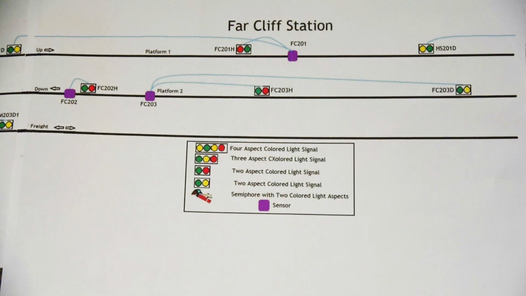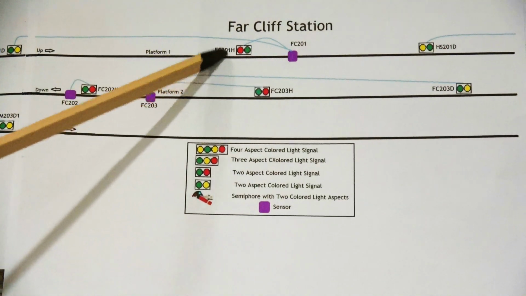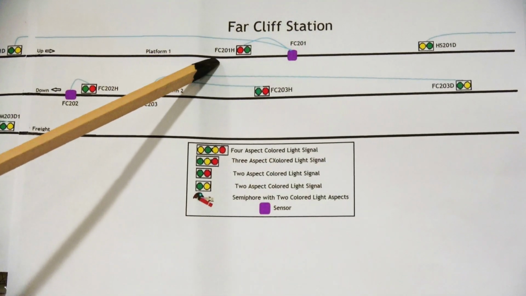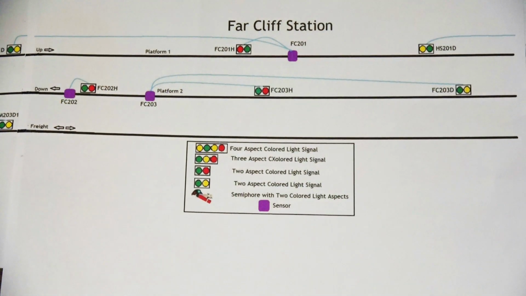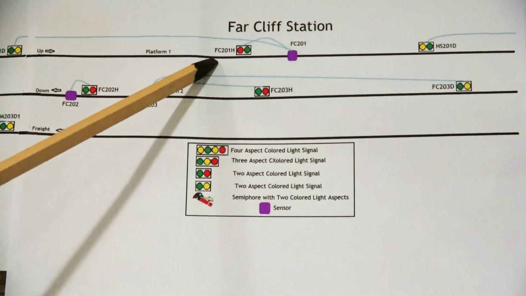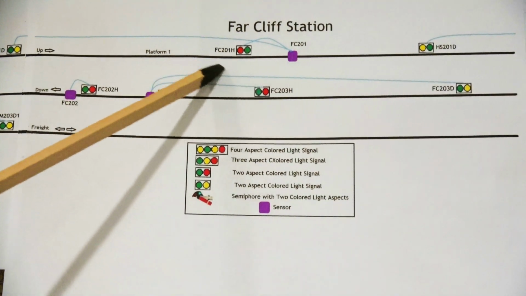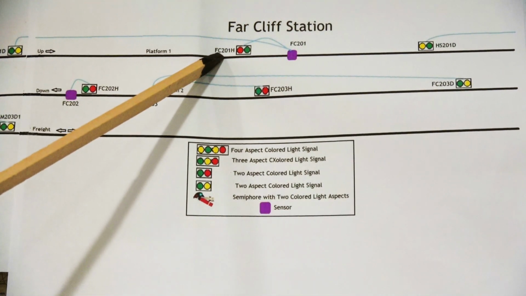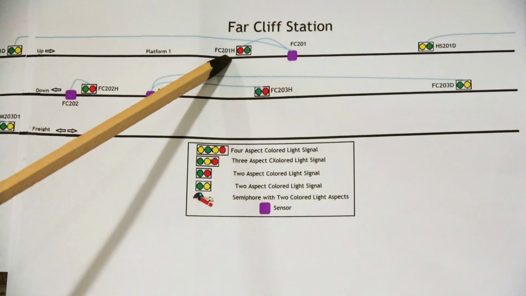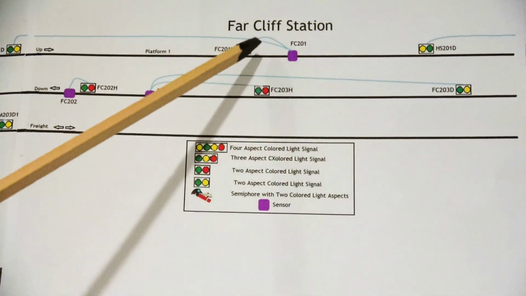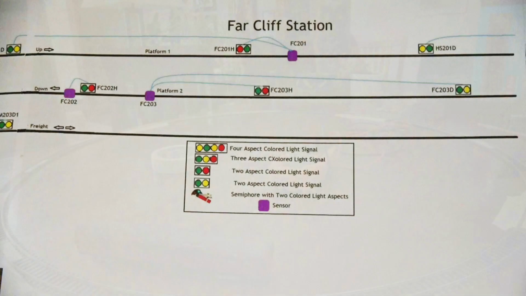The naming scheme is that anything in the Farcliffe section is preceded by an FC. Anything in the Farmore section is preceded by an FM, and anything in the Howe Street section is preceded by an HS. So for instance, here we have FC 201H. That means it's a Farcliffe section, it's number 201, and it is a home signal or starter signal.